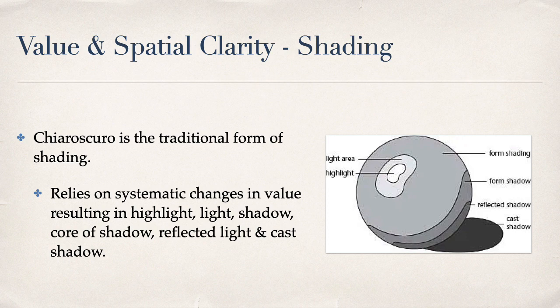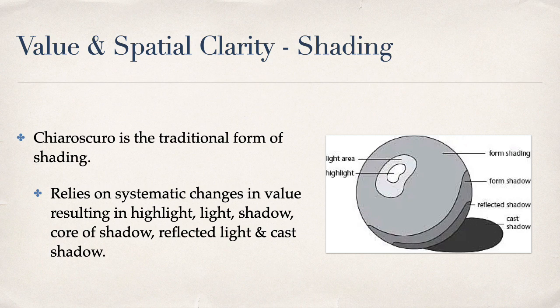Shading. Chiaroscuro is the traditional form of shading. It relies on systematic changes in value resulting in highlight, light, shadow, core of shadow, reflected light, and cast shadow. Now the highlight is the lightest value on a surface. They usually denote smooth or shiny surfaces. Do keep in mind that highlights are not required.